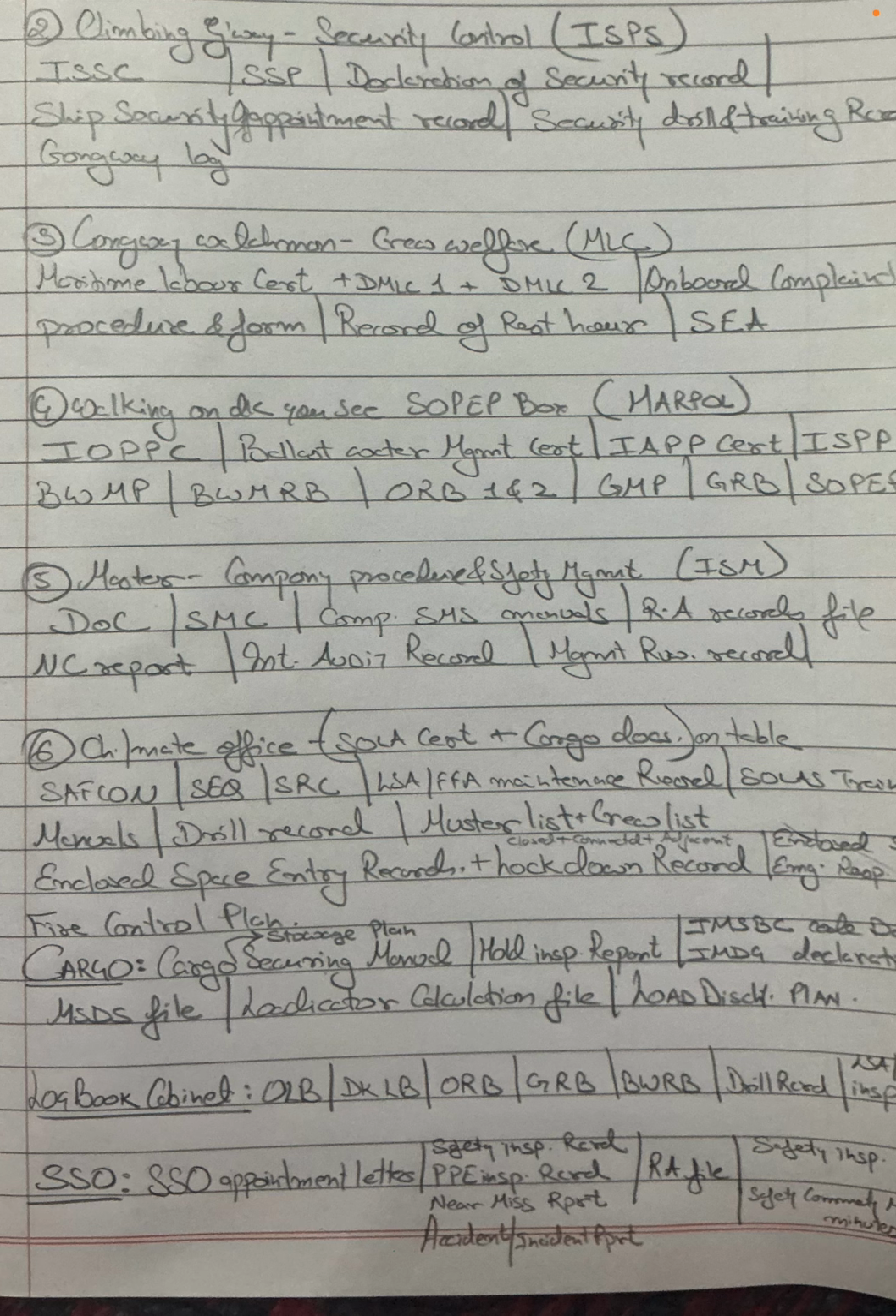Now you go into the chief mate's office to meet him. In the chief mate's office, you see first of all the SOLAS certificate file. So SAFCON, SEQ, SRC, three main things. Then afterwards, LSA and FFA maintenance record. You see the extinguisher lying over there. So LSA FFA maintenance record, and just when you're going on the round, the monthly safety round, you are doing the LSA FFA check. So that's why the LSA FFA maintenance record.